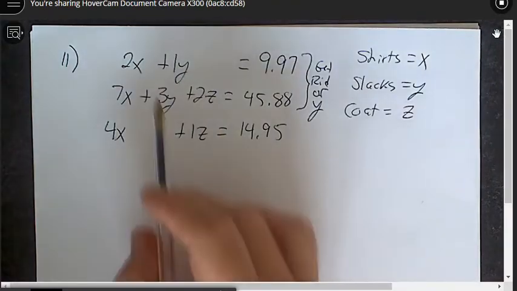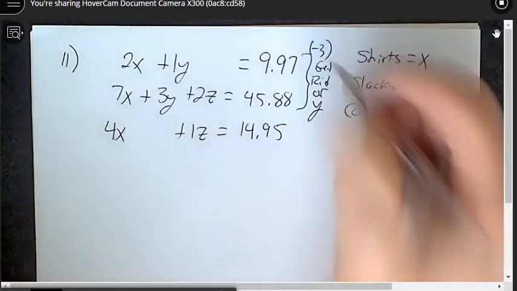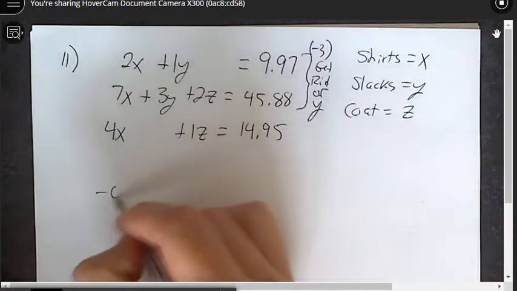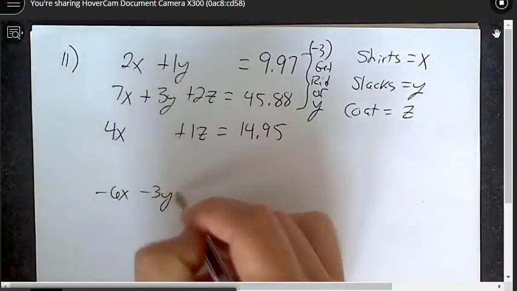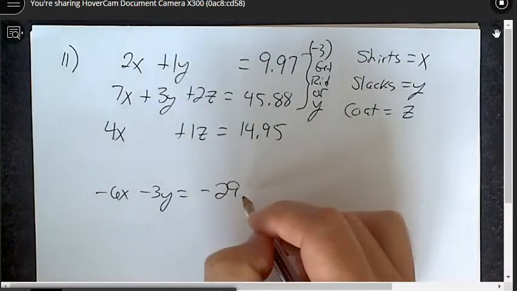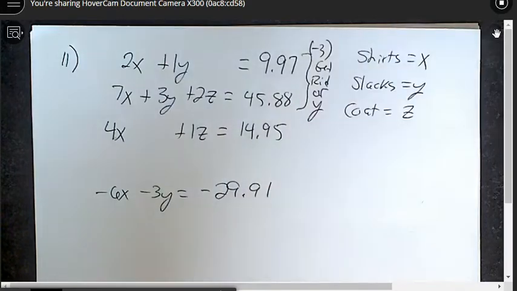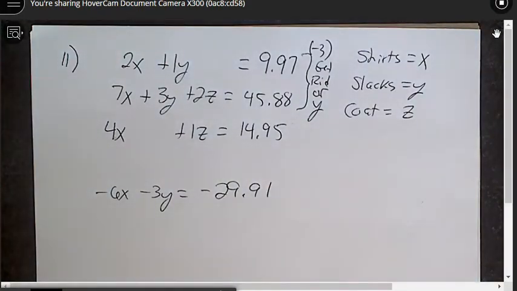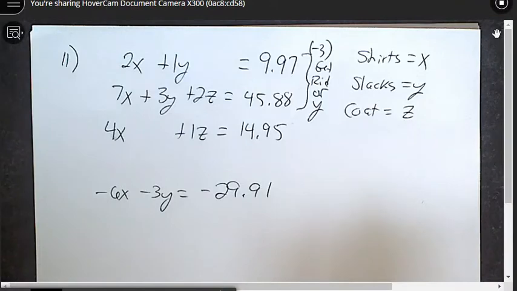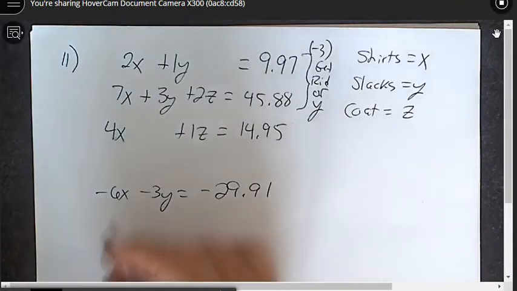So we're going to take the first equation and multiply by -3. If we do that, we have -6x minus 3y equals -2991. Let me double check that number to make sure that is correct. Yep, 2991. And this equation would be just like it is.